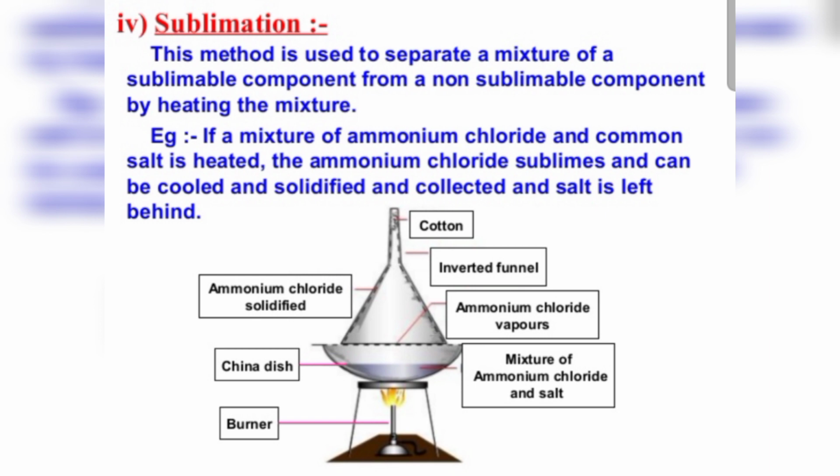And we can apply this method. It is used to separate iodine and salt also. It is used to separate iron filings and naphthalene also. And it is used to separate camphor and sugar as well as sulfur and anthracene also. So we can use this process to separate this type of substances that have a difference in ability to sublimate. This is all about sublimation.